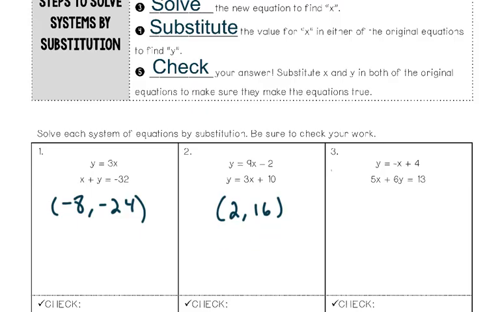However, if you don't have a graph that's big enough, or if you can do this algebraically, it would save you some time, especially if you don't have graph paper or you don't have a graphing calculator. You know, there's so many different instances where substitution is actually faster and easier.